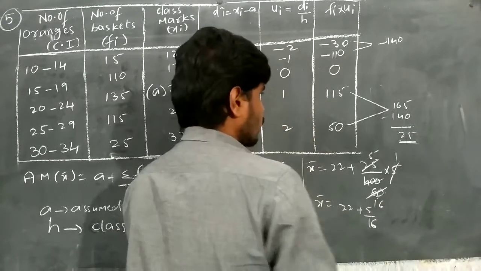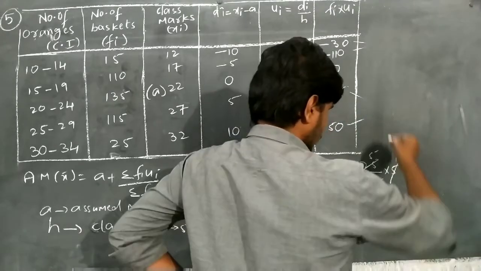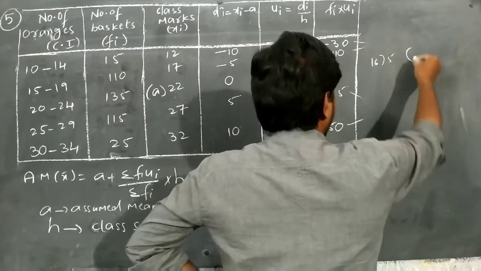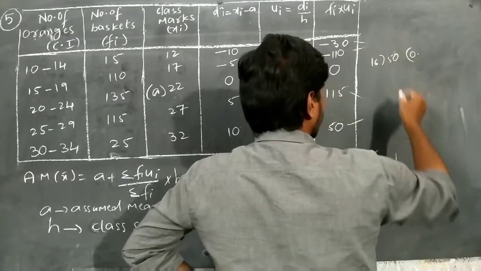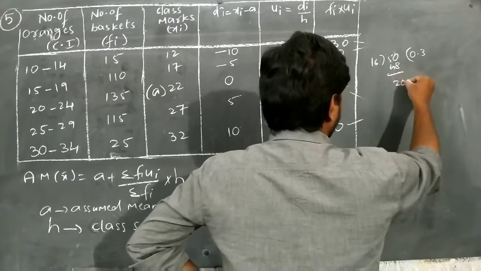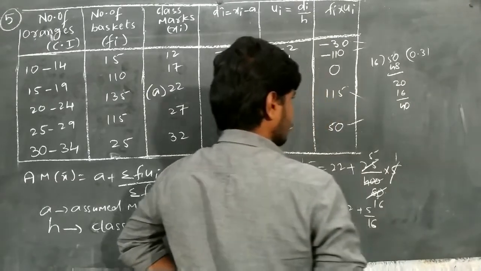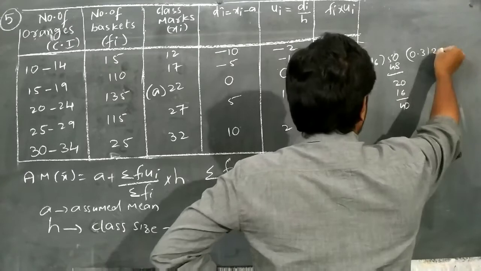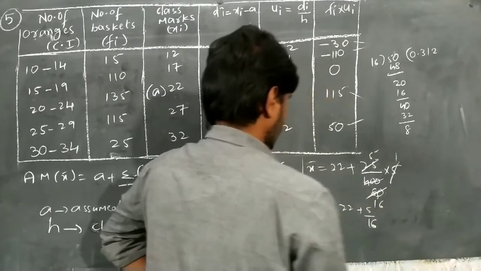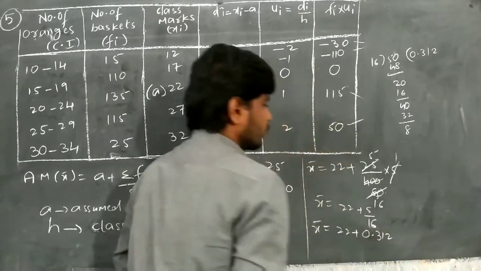So I am going to erase this. So take the division. 5 divided by 16. So 0.0 it is. 16 threes are 48. 2 is remainder. Take 0. 16 ones are 16. 4. Take 0. Okay. 16 twos are 32. Take 8 remainder, enough for this. So x bar is equal to 22 plus 0.312.